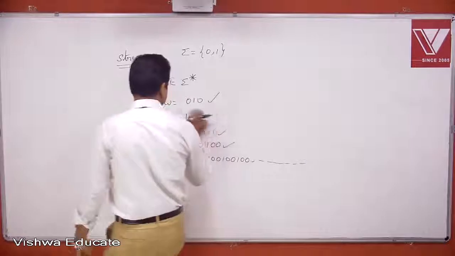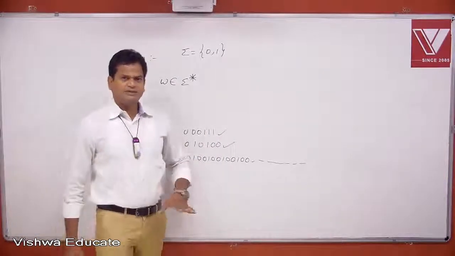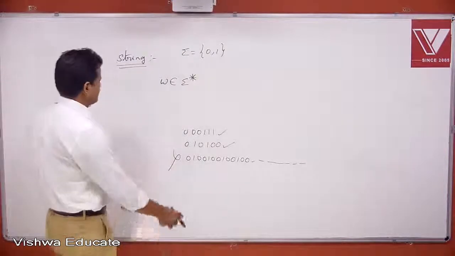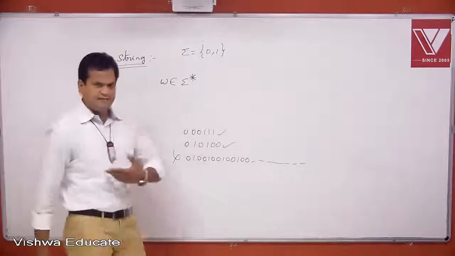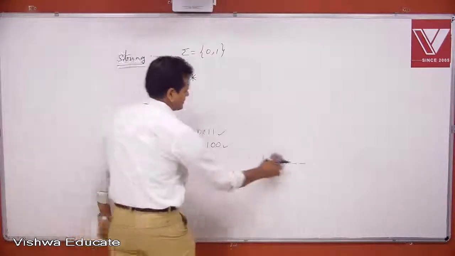So we have seen what is input alphabet. No definition, but it must have a finite number of elements. Then string. A string is any finite combination over input alphabet. Next.